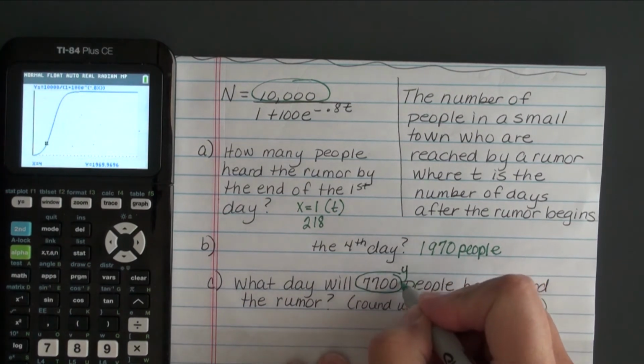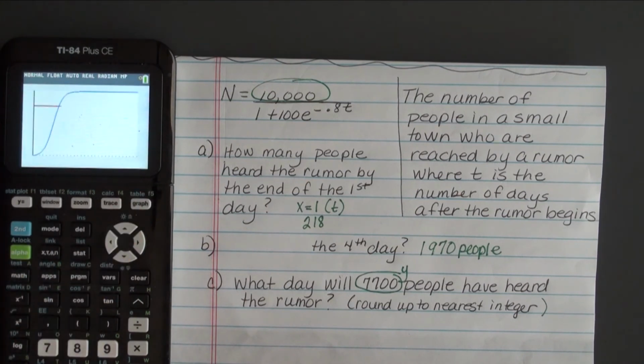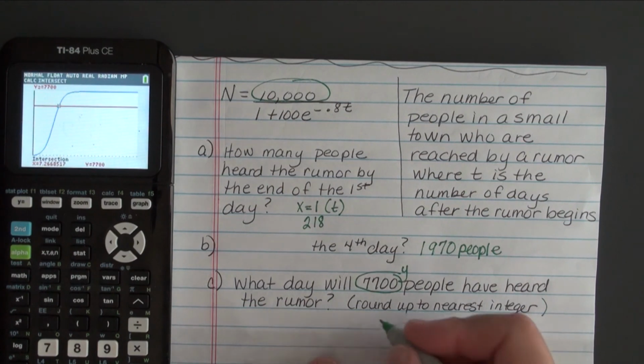That's our y value. So I'll go into my y equals, and I'll put 7700 for y2, and then I'll press graph. And we want to find the intersection of those two graphs. So second calc, intersect, enter, enter, enter. And I get 7.26, and my instructions say round up to the nearest integer. So that would be day 8.